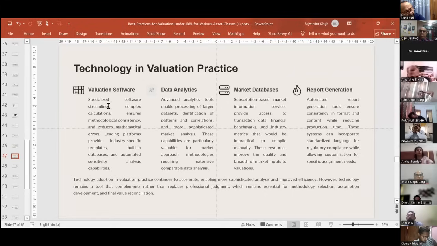So, for a particular asset class, you have valuation softwares. Special softwares streamline complex calculations, ensure methodological consistency, and reduce mathematical errors. Leading platforms provide industry-specific templates, built-in databases, and automated sensitivity analysis capabilities. So nowadays, valuation softwares are available for particular asset classes.